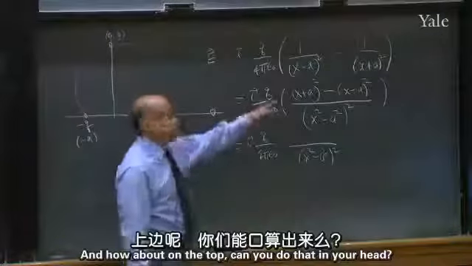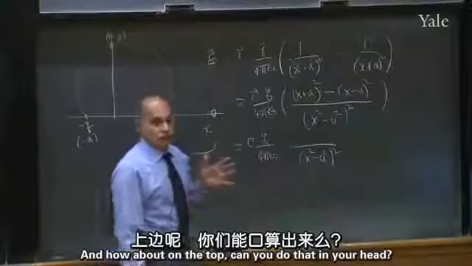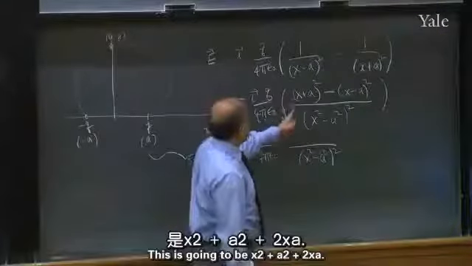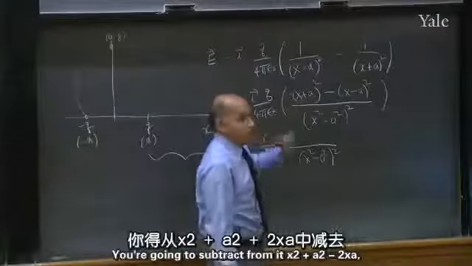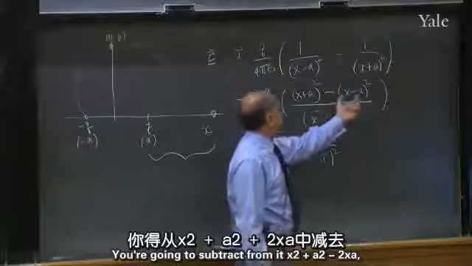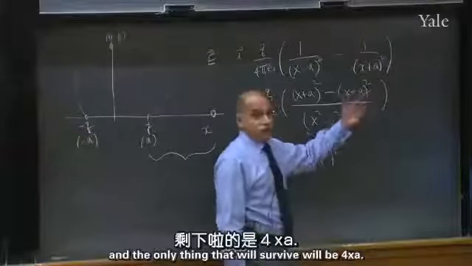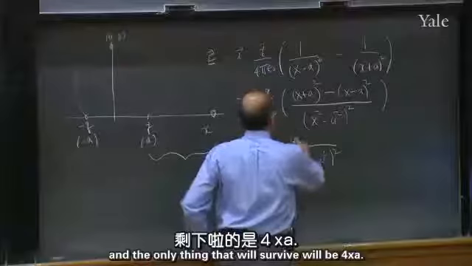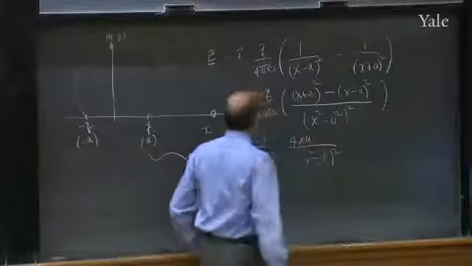And how about on the top? Can you do that in your head? This is going to be x squared plus a squared plus 2xa. You're going to subtract from it x squared plus a squared minus 2xa. The only thing that will survive will be 4xa.